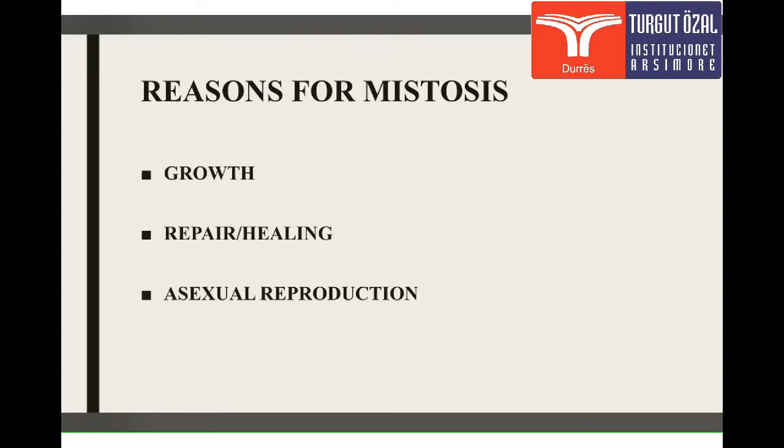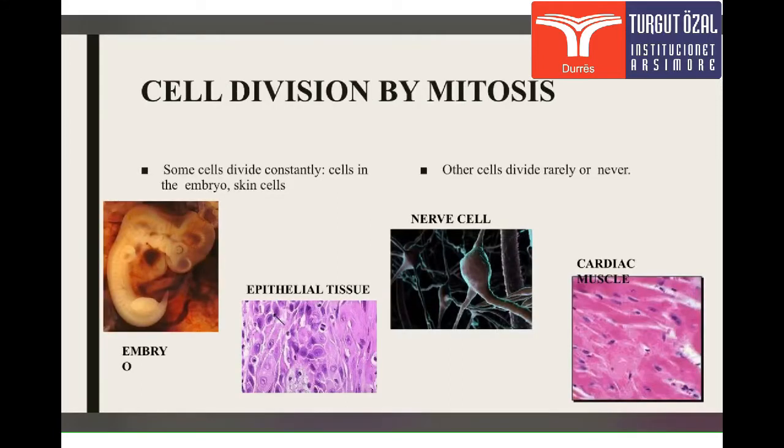Now let's say what mitosis is responsible for. First is growth, second is repair and healing, and third, it is important in asexual reproduction. You have to know that the cells in our body will be divided. Some cells will be divided constantly and some others will be divided rarely or never. The cells that will be divided constantly are embryo cells and skin cells, while the cells that will be divided rarely or never are nerve cells or cardiac cells.